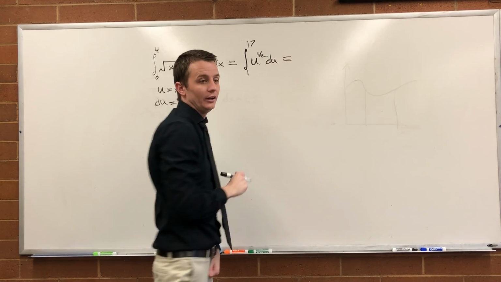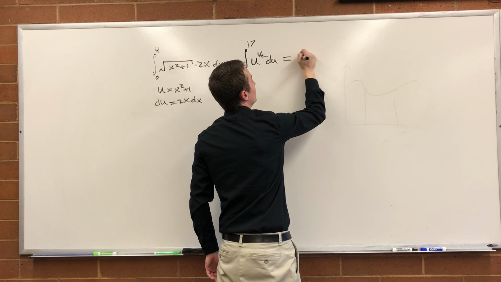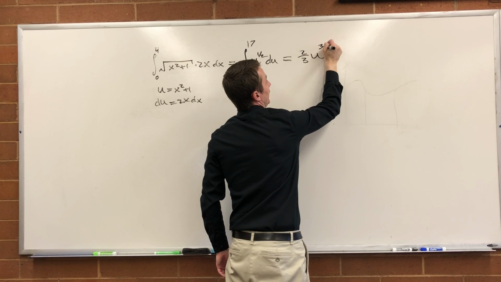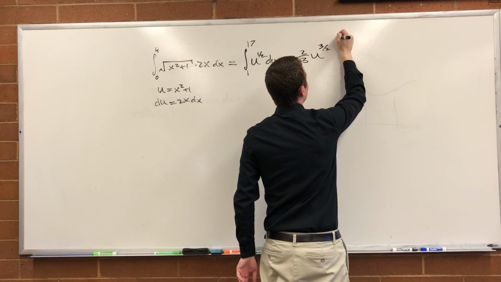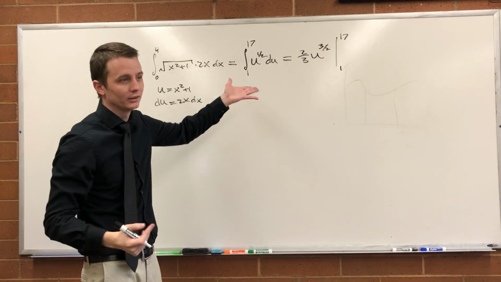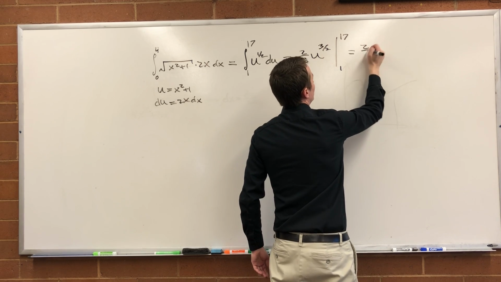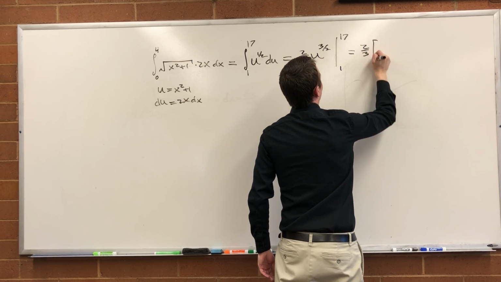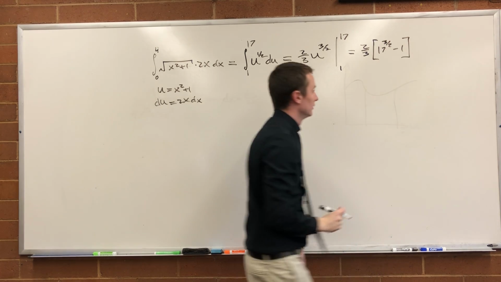This is equal to integrating u to the 1/2, which is 2/3 u to the 3/2, right? Evaluated from 1 to 17. Now, since I came up with the numbers, the math's not going to come out nice. But it's equal to 2/3 times 17 to the 3/2 minus 1, whatever that is.